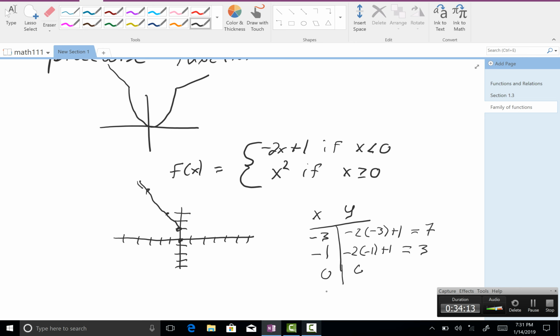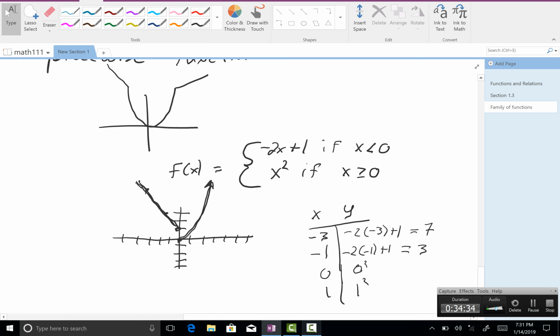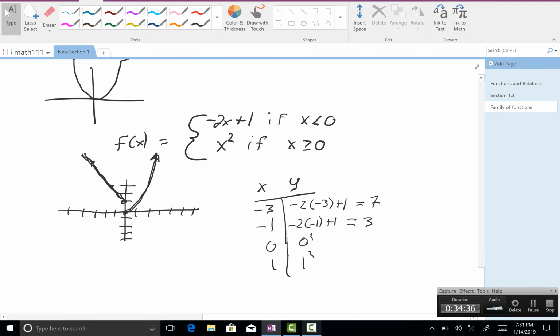Then what happens at 1? Continues with the x squared. So we'll get something like this. Not very good. I'm not doing a very good job of drawing this, but that is a piecewise function.